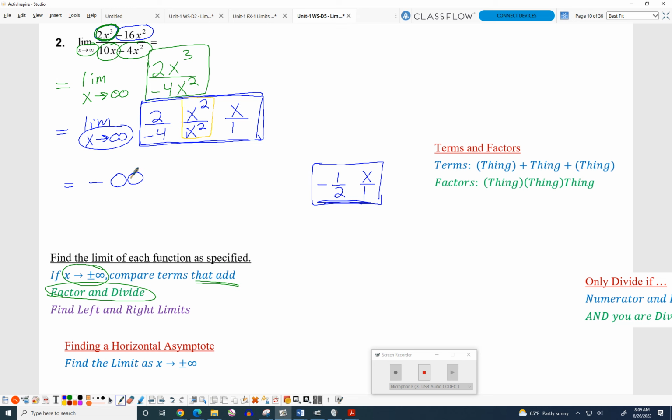Questions about you? Please, Katie. That last step feels really tedious. So for like 2 over -4 x squared over x squared, like can you just eliminate that if you already see it from top? Let me say back what I think you're asking. Is that okay?